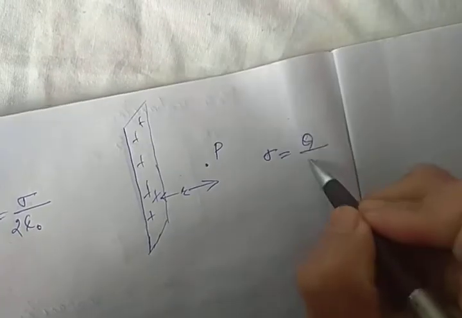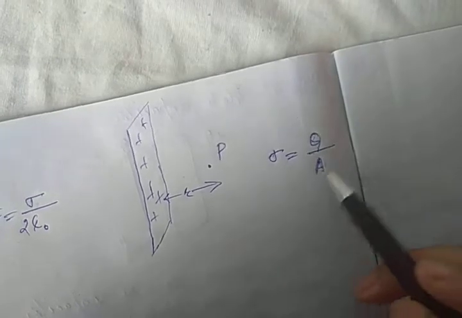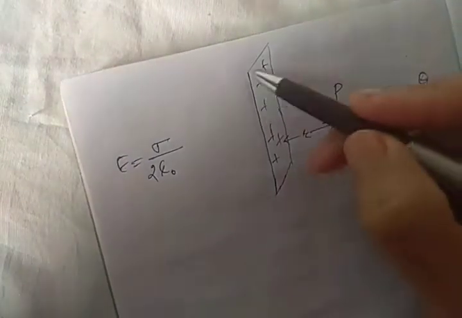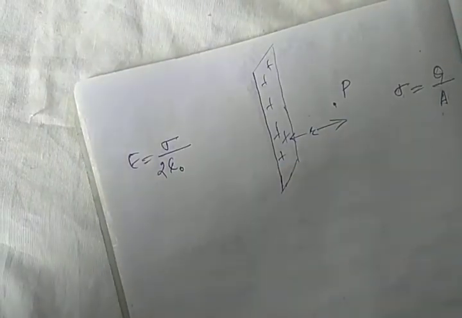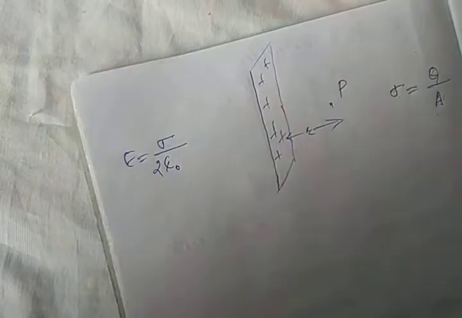Surface charge density meaning it was the charge on the plate divided by the area of the plate. A is the area of the plate, Q is the charge on the plate, so the surface charge density will be charge per unit area. So for a single charged plate, the electric field intensity was sigma by twice epsilon naught. We had done this.